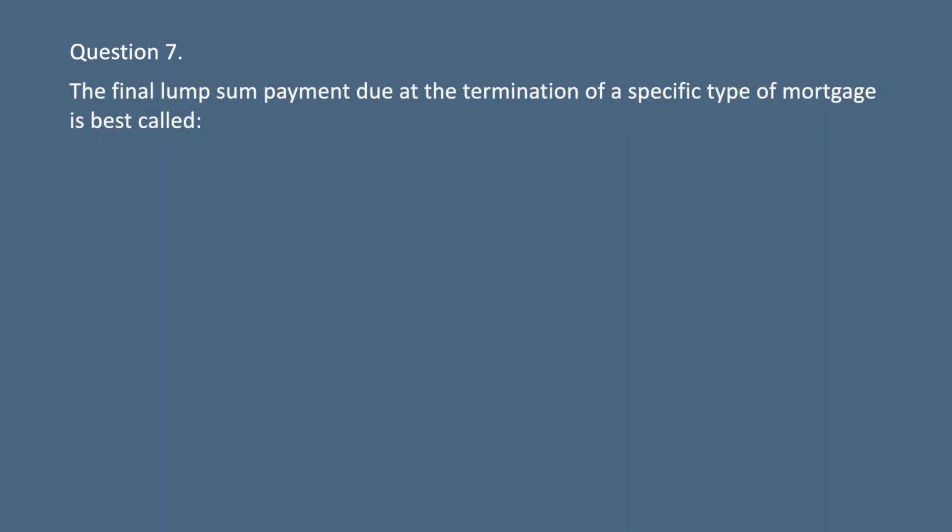Question 7. The final lump sum payment due at the termination of a specific type of mortgage is best called A. A hovering payment. B. A balloon payment.